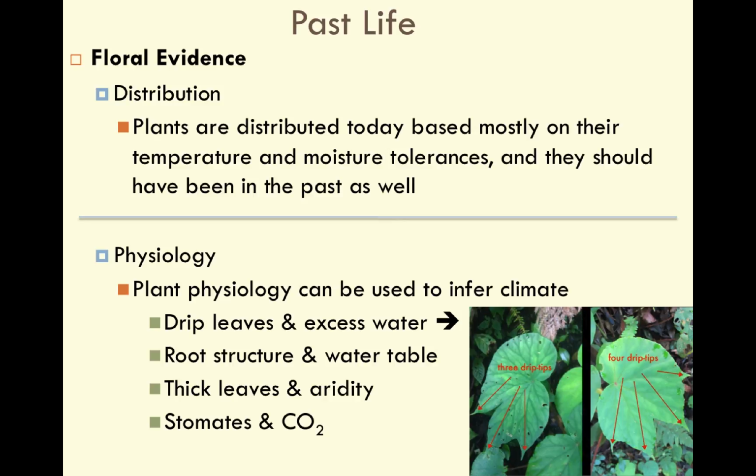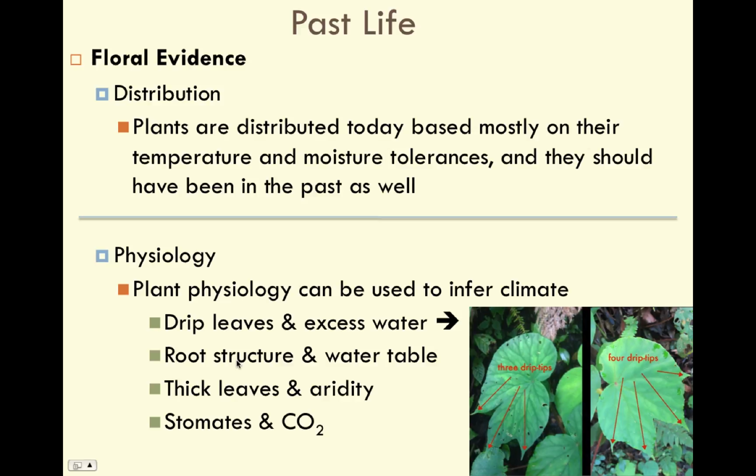Physiology. The plant physiology can be used to infer climate too. For instance, if your plant has a lot of drip tips on its leaves, shown here to the lower right, that means there must have been excess water in that type of climate. By having drip tips on the leaves, what the plant's trying to do is find a way to evacuate that water, get it away from its root system because it already has plenty of water.